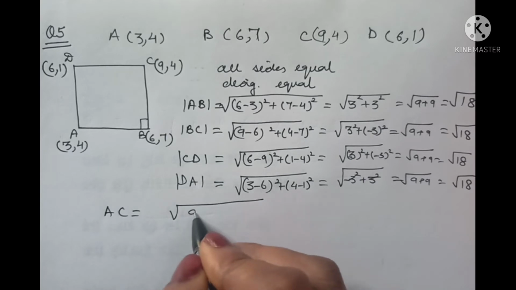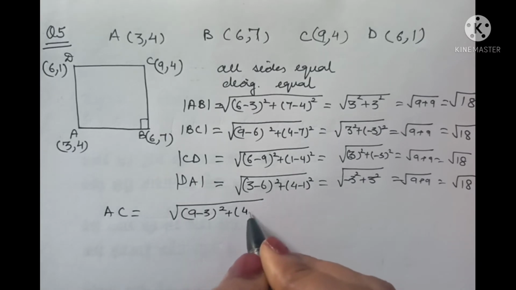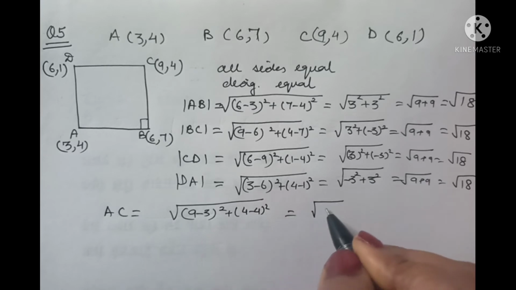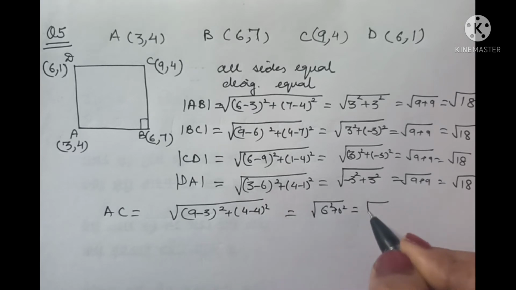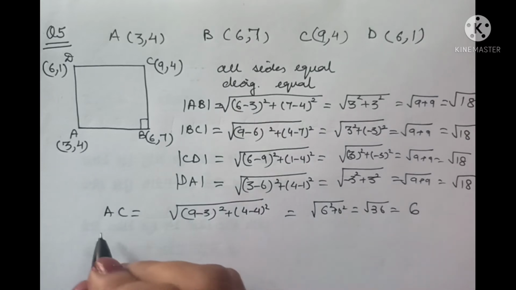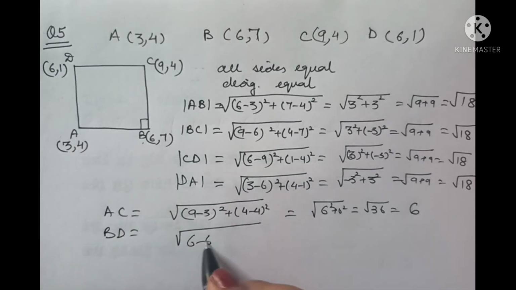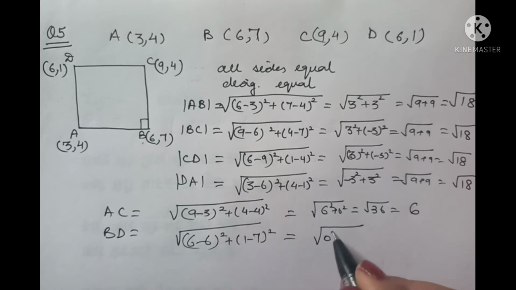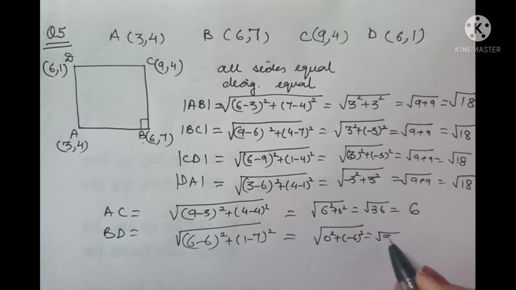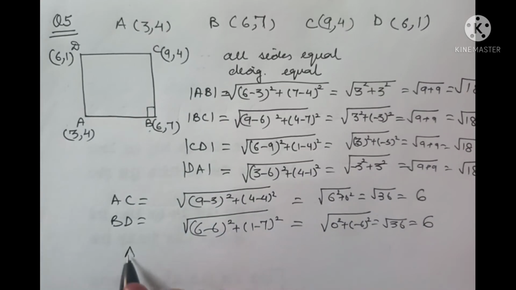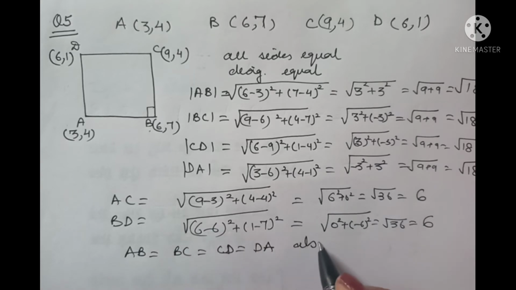For AC I have (9 minus 3) whole square plus (4 minus 4) whole square, which gives me 6 square plus 0 square, that is root of 36, and it comes out to be 6 units. And finding out BD, (6 minus 6) square plus (1 minus 7) square, which gives you 0 square plus (minus 6) square, root 36, which is again 6 units. By now I think you should be able to get it like this. So I can say that AB is equal to BC is equal to CD is equal to DA, and also diagonals AC is equal to BD. This implies that ABCD is a square.